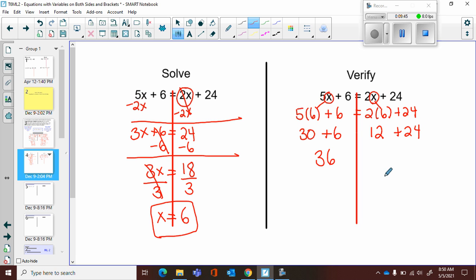Okay, and then 12 plus 24 is 36. So I know that my answer is correct because both sides of the equation are equal. So when x is 6, then this statement is true.